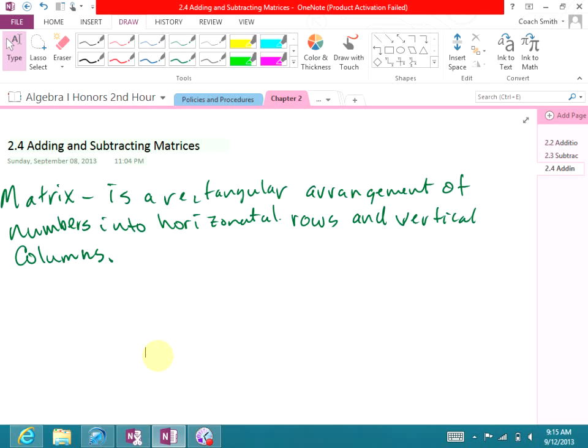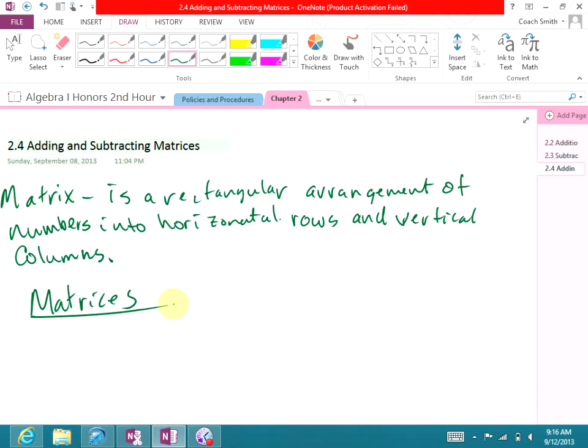Matrices is the plural for matrix, okay? So most of the time you're going to see it, they're going to say matrices instead of matrix. You rarely ever deal with just a matrix because you're going to get to a point where you add. We're going to do that today. Subtract, we're going to do today. But then you will get into multiplying matrices. You'll get into dividing matrices. So you'll do all the same things that you do with regular numbers, okay?